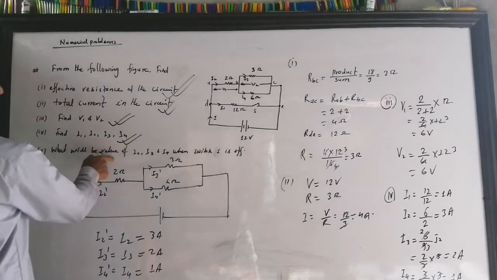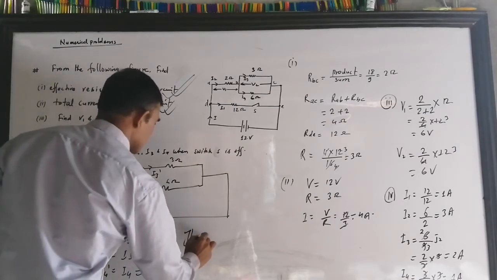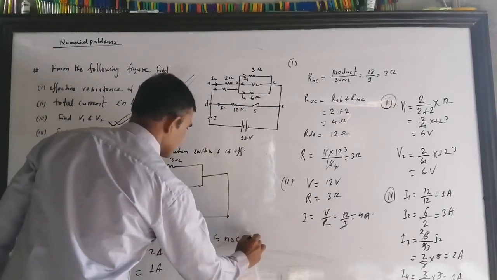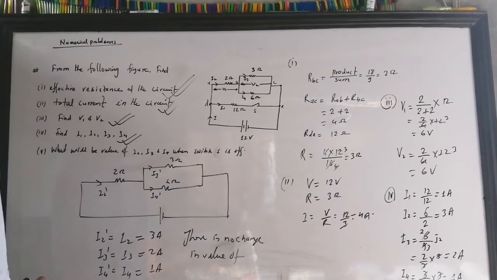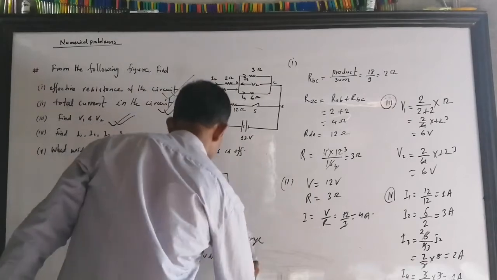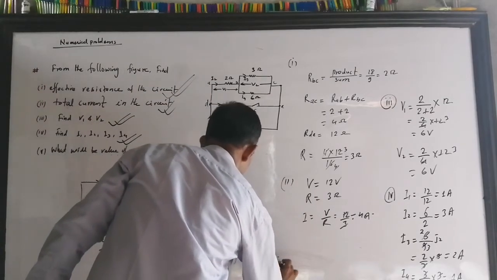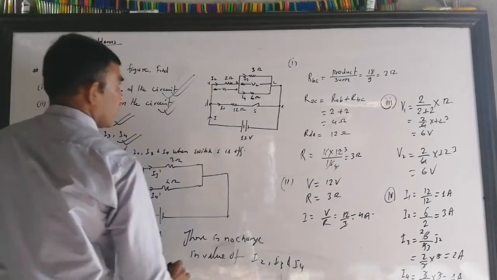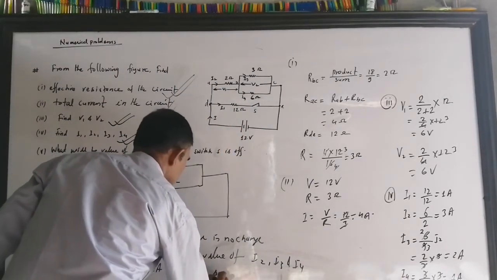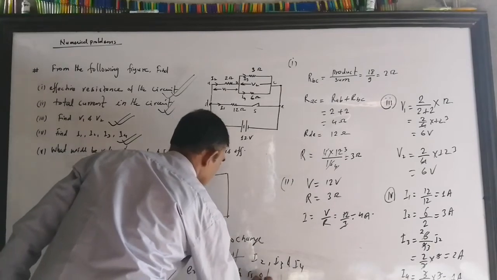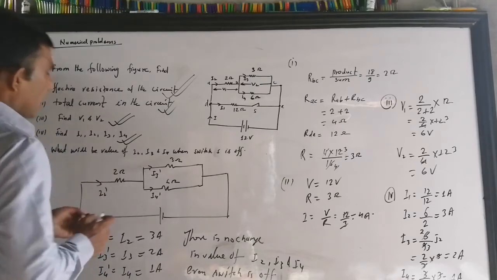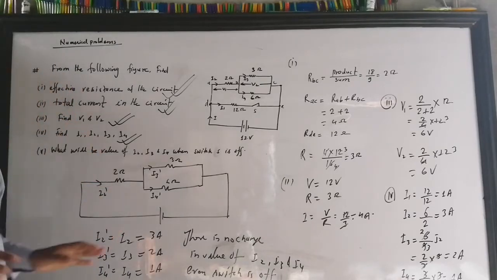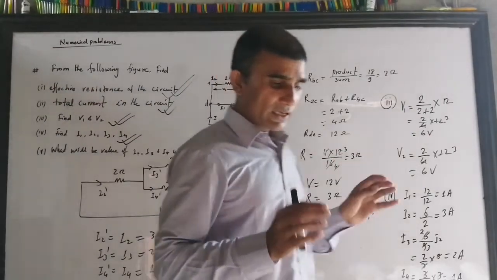So what will be the value? There is no change in the value of I2, I3 and I4, even if the switch is off. So this question was to make you just a fool, and you would solve it, and it would consume your time, so that's why after getting the clear concept you will not be confused. And that's why I chose this question.